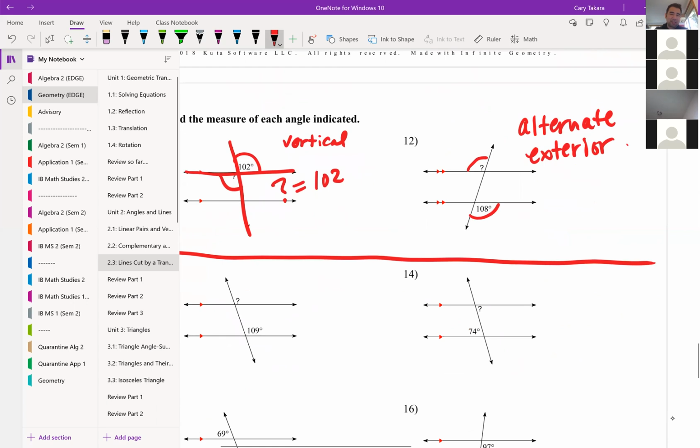So what is the question mark going to be? It's going to be the same thing. It's 108 degrees. Okay.